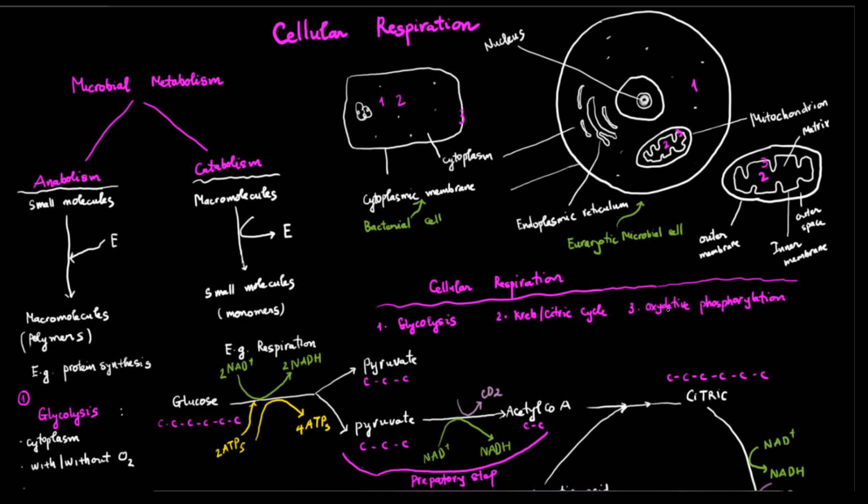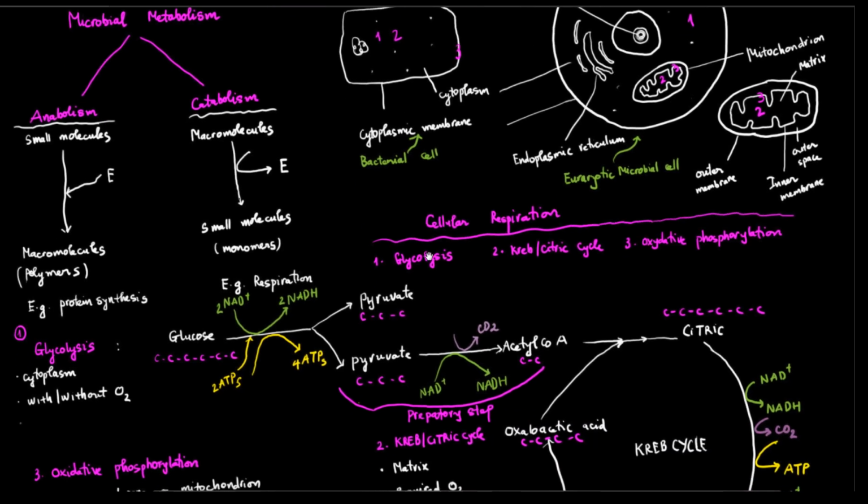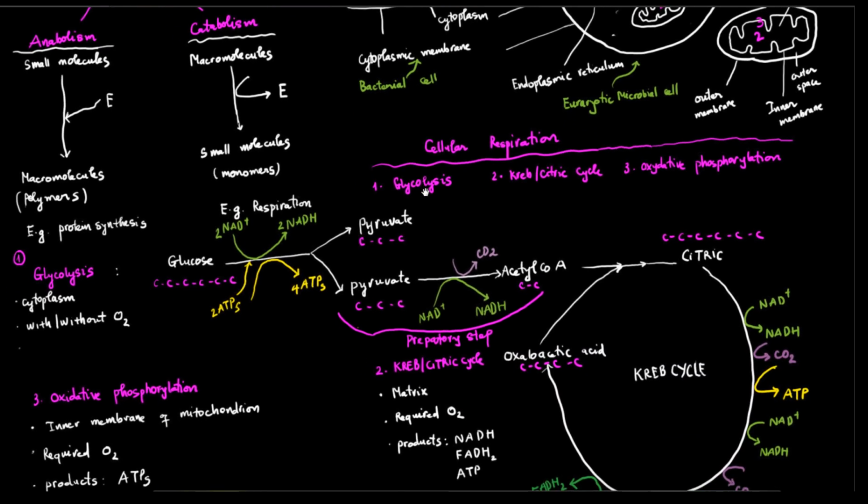Oxidative phosphorylation takes place on the cytoplasmic membrane, but for eukaryotic microorganisms, the glycolysis takes place in the cytoplasm. Krebs or citric cycle takes place in the matrix area of mitochondria. Oxidative phosphorylation takes place on the inner membrane of mitochondria. Now we will go to the detail of each of the three steps.